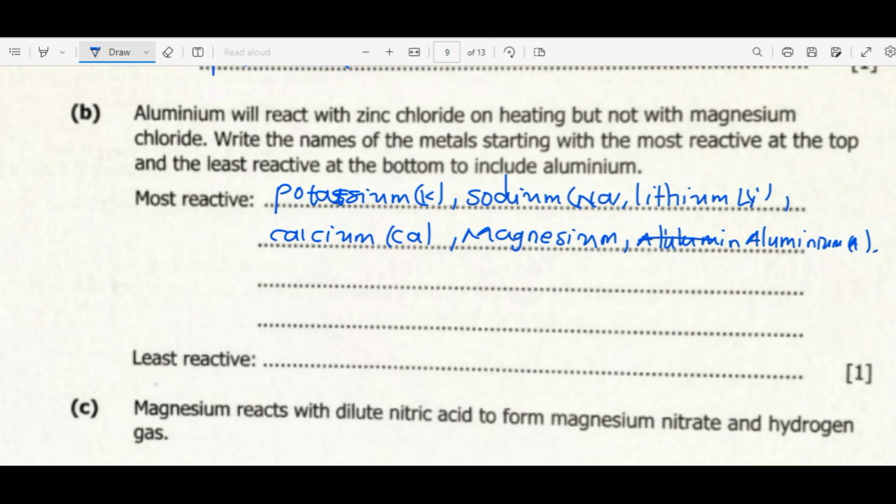aluminium, after aluminium we'll have zinc, iron, tin, lead. Now let's look at the least reactive. So the least reactive, we have gold, silver, mercury. So these are the ones that we can consider to be the least reactive.